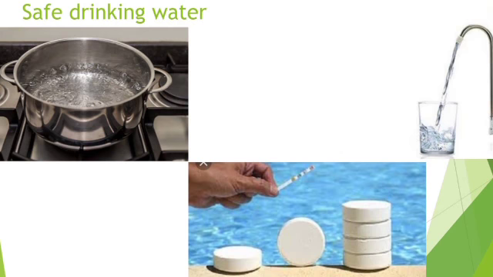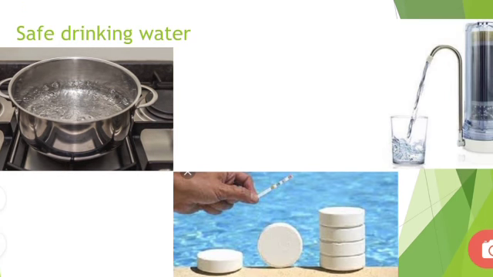Now let us see how we can make our drinking water safe. So there are 3 practices we can do. First is boiling. We can boil the water for 10 to 15 minutes and cool it to room temperature before consuming it. That kills the harmful germs in water.